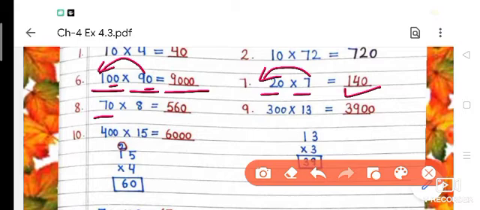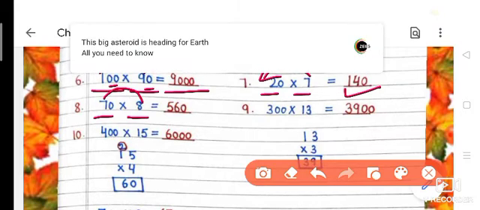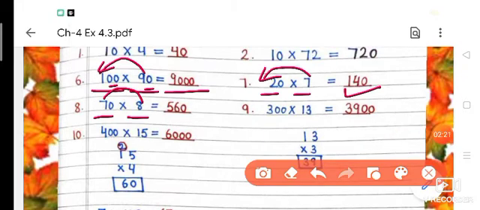Eighth part is 70 multiply 8. 8 sevens are 56 and place 1 zero. The total number of zeros is 1 only, so place 1 zero after 56, so it will be 560. Okay, look here now, 300.